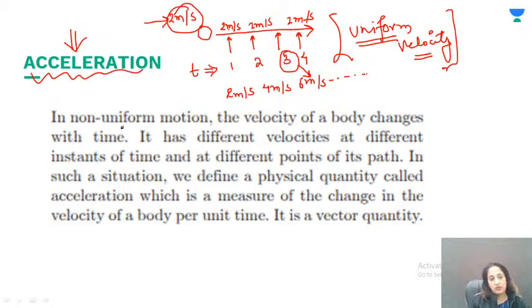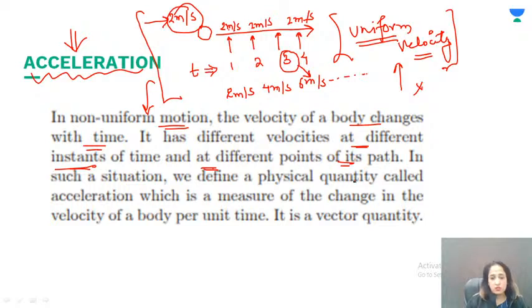So first of all, it is not in uniform motion. Acceleration is not a feature of uniform motion. Acceleration is a feature of non-uniform motion. The velocity of the body changes with time. It has different velocities at different instants of time and different points of its path. As I've explained in this example, the velocity is changing over time. So in such a situation, we define a physical quantity called acceleration. It's the change in the velocity of a body per unit time.